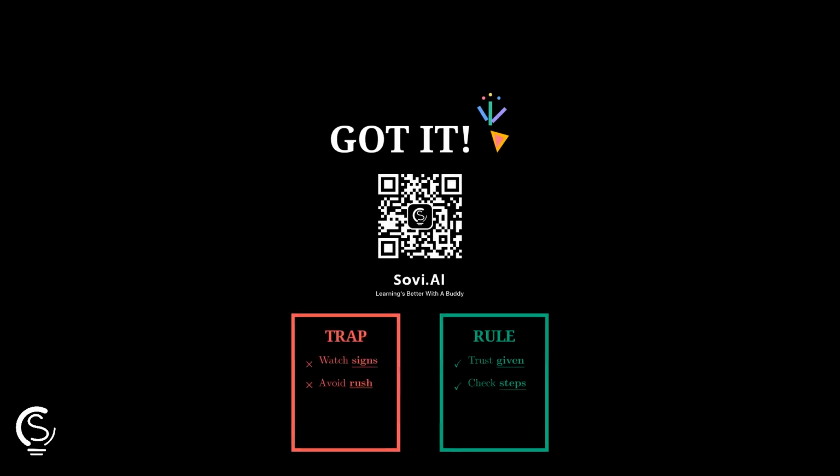Well done! Option A. Scan now, watch signs, and avoid rush. Trust given values and check steps because quotient rule errors usually happen during substitution.